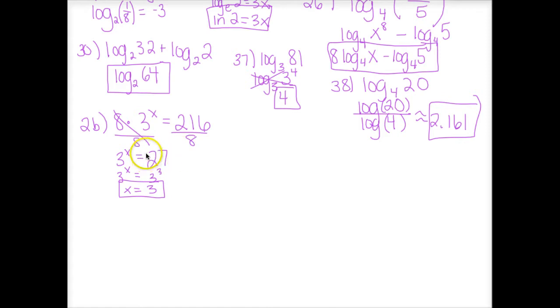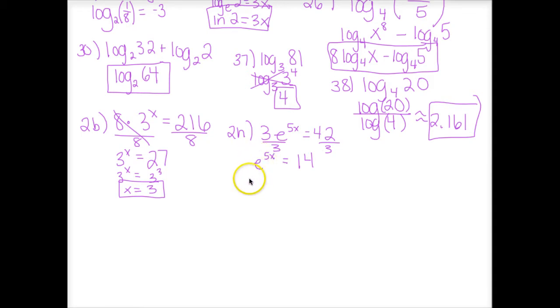Sometimes we're not able to rewrite the bases so that they match. So if we look at 2h, for instance, you have 3e to the 5x equals 42. So it starts out the same. I need to divide by that 3 first in order to get my exponential part by itself. 42 divided by 3 is 14. And now I can't rewrite 14 in base e. It's not a power of e. So the other method that we learned when you can't rewrite them in the same base is to take the log of that base on both sides.